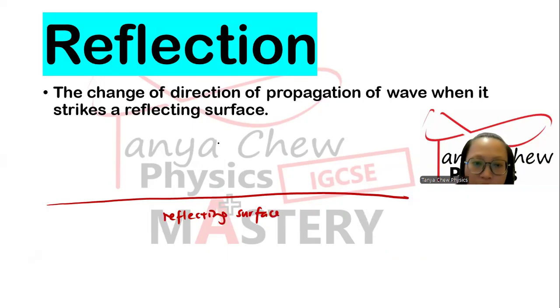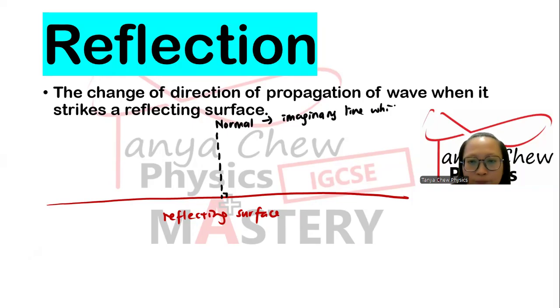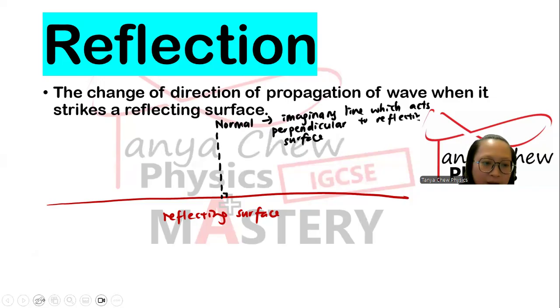And then on the reflecting surface, you need to draw a dotted line which is perpendicular to the reflecting surface. This line is called normal. What is normal? Normal is an imaginary line which acts perpendicular to reflecting surface.